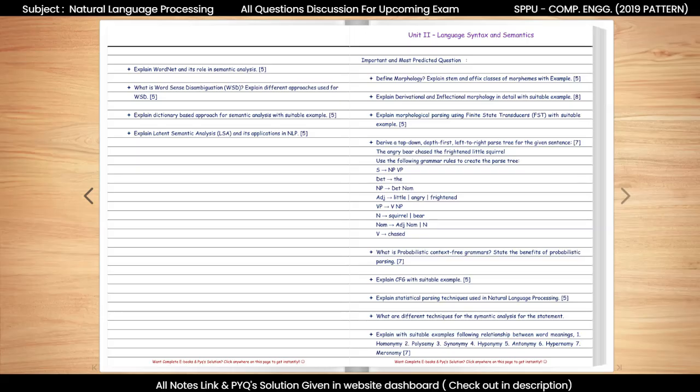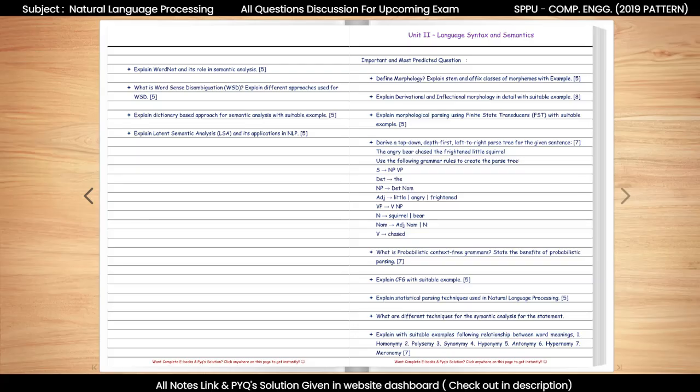Now, let us move on to our next important topic, parse tree construction. From this topic, we can expect questions such as, derive a top-down depth first left to right parse tree for the given sentence the angry bear chased the frightened little squirrel.